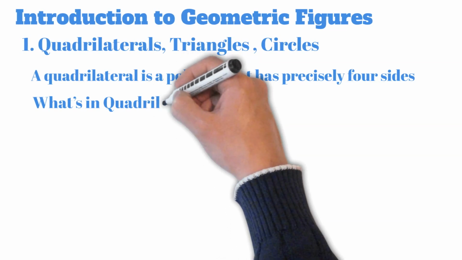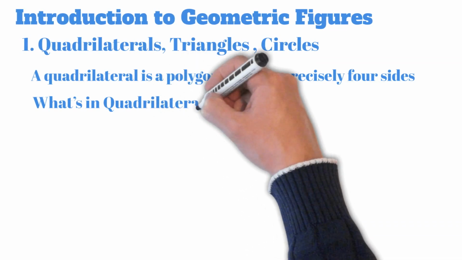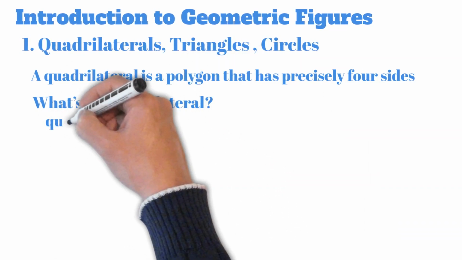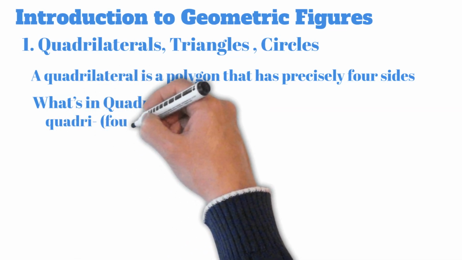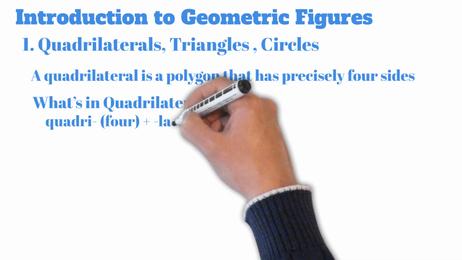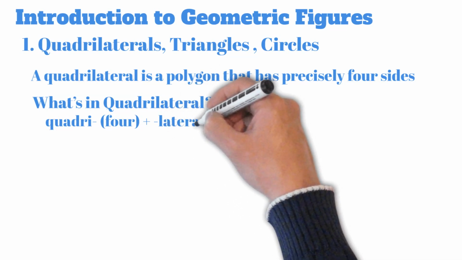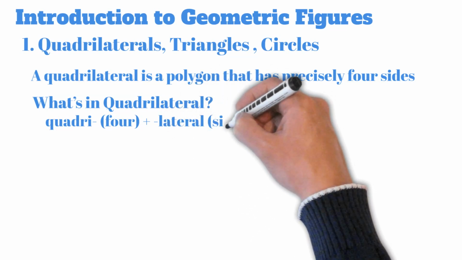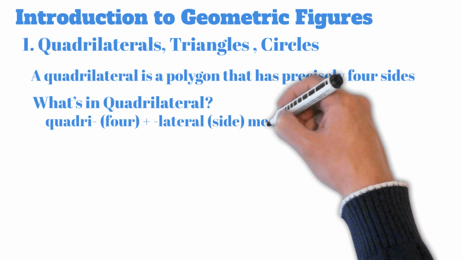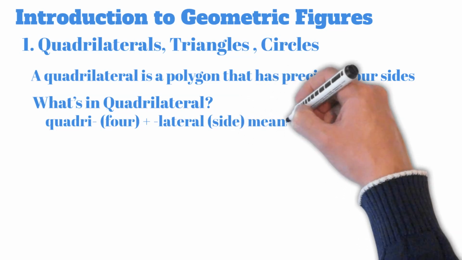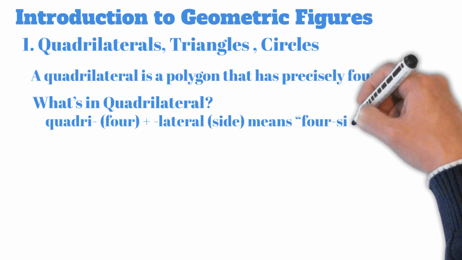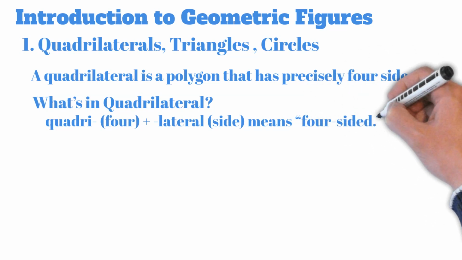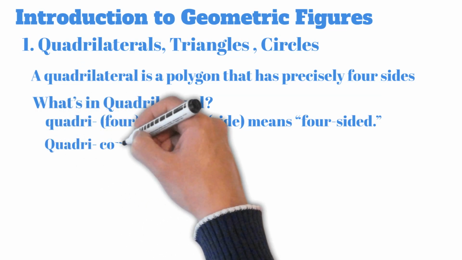So we're just trying to understand what this word quadrilateral is. It's not an English word, so how is it made up? I'll split it into two, quadri and lateral. Quadri means four, and this is coming from a Latin word. Lateral means side, so it's four-sided. So a quadrilateral is a shape that is four-sided.